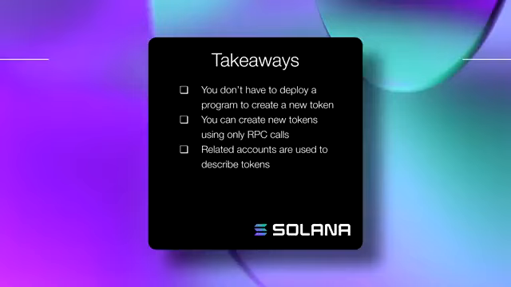So some key takeaways, just to summarize all the bit about SPL tokens, is that you do not need to deploy a new program in order to create new tokens on the Solana blockchain, which is really convenient. You can create new tokens using only one single transaction, one single RPC call, and all the related accounts are used to describe those tokens. Like you have your mint, you have your associated token account, you have the metadata account. You have all these different accounts that interact in this composable manner. And that's really one of the strong, powerful points about Solana.